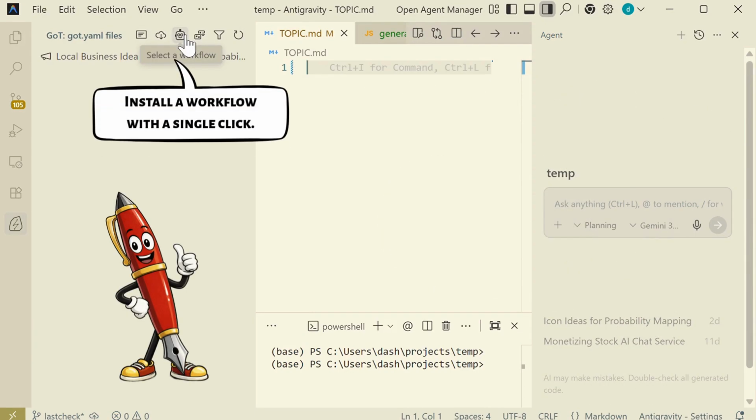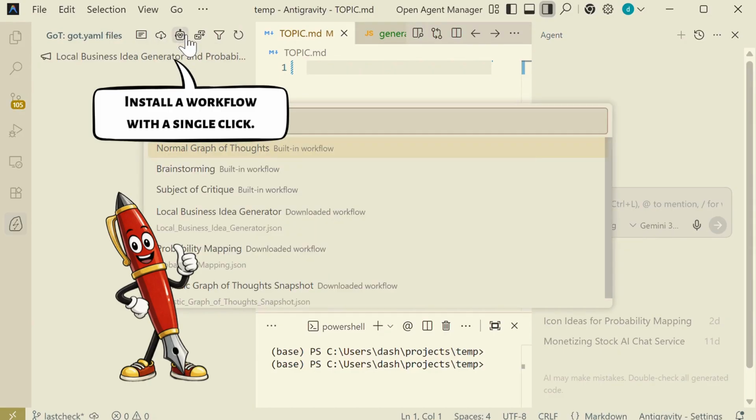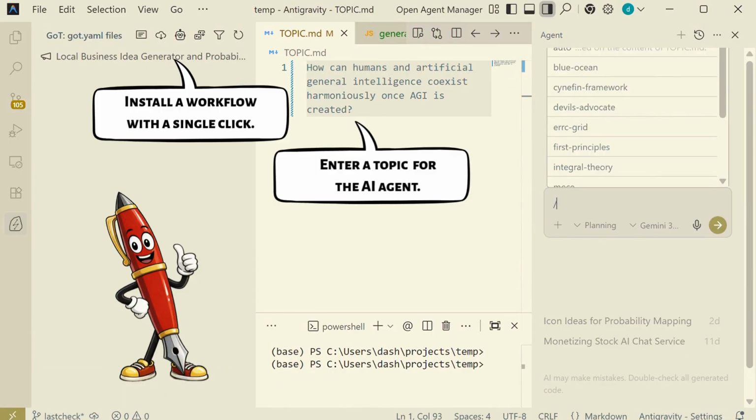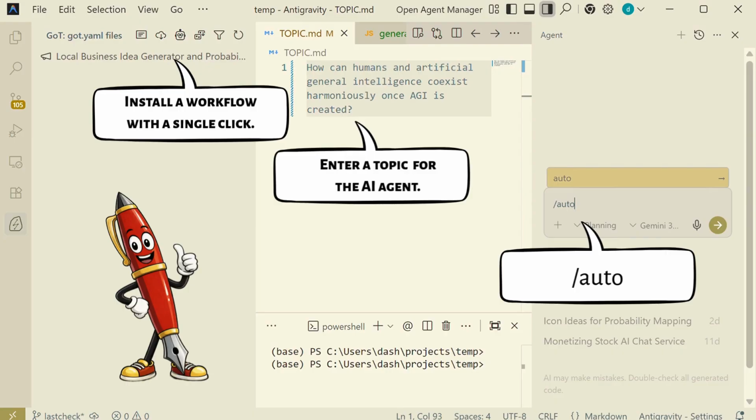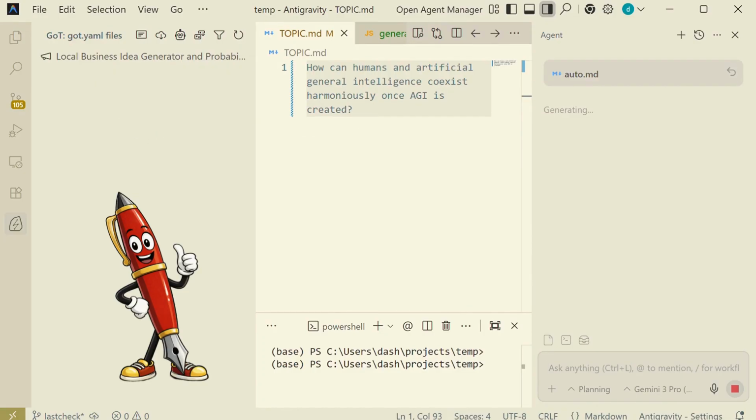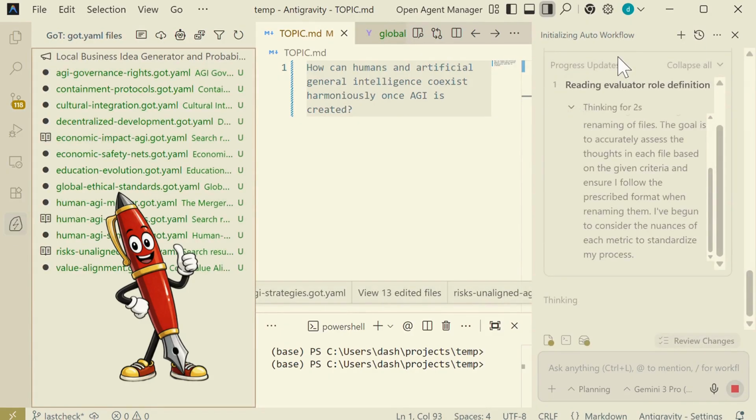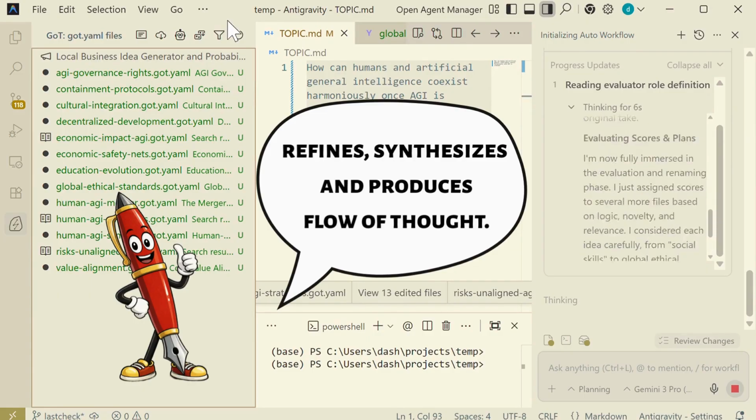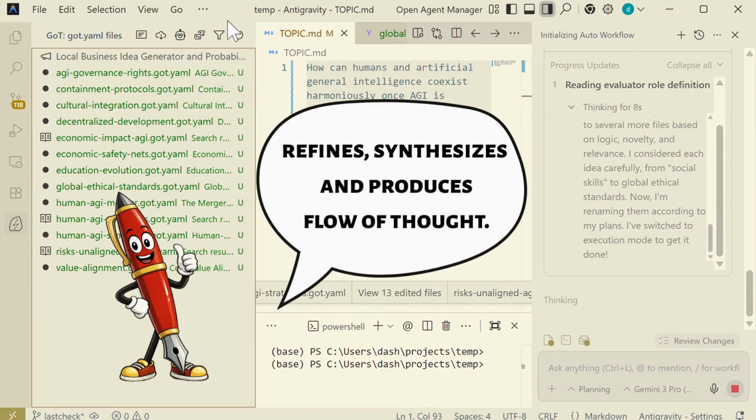Step 1. Install a workflow with a single click. Step 2. Enter a topic or question for the AI agent. Step 3. Click Input/Auto. That's it. After a short moment, you'll see many ideas generated. Then the AI refines those ideas, synthesizes multiple perspectives, and produces a structured flow of thought.